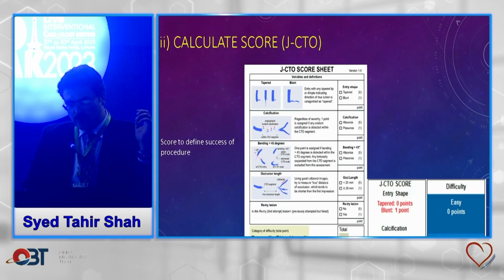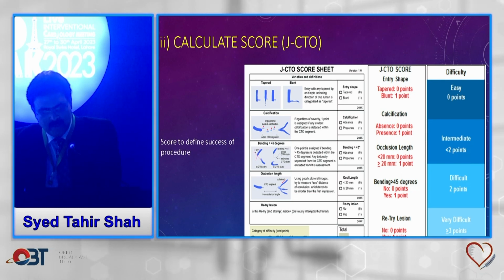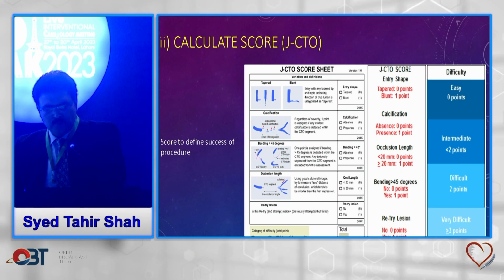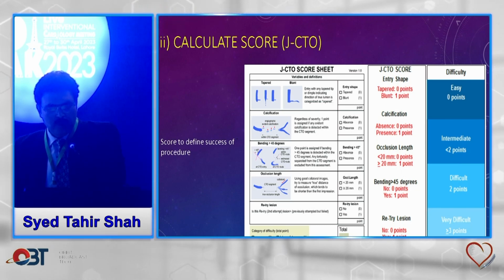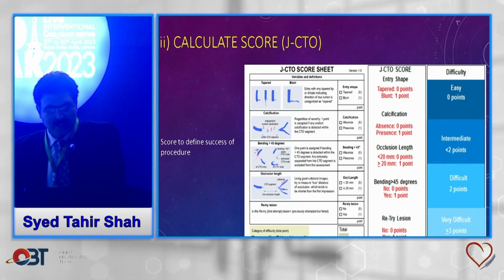How do you calculate a score? The J-CTO score is a common score. Other scores are available, but one should just use one or two scores. So I'm using J-CTO, which gives one point if there is a blunt cap, and one point if there is calcification in the CTO segment.